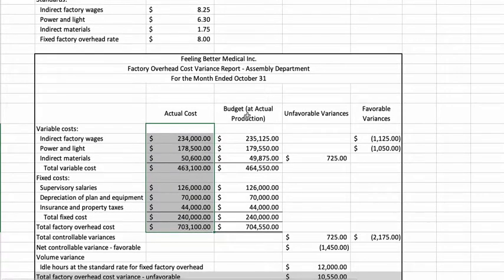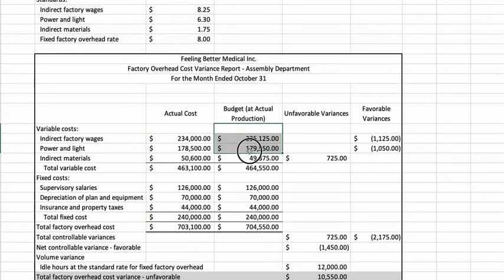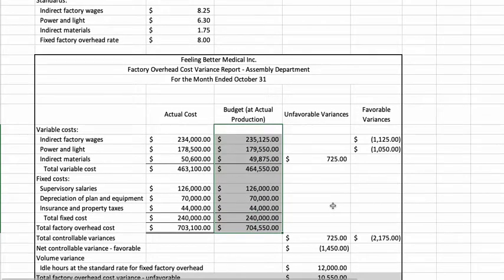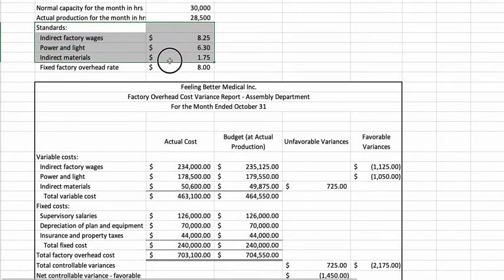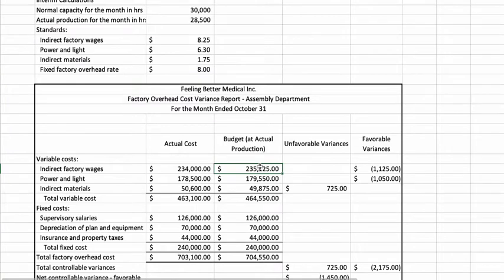All right, but this is our actual cost. We need to know, what should we have budgeted if we knew in advance that we were not going to operate at 100% capacity? How do I perform those calculations? Well, remember, I did some interim calculations up here to establish my standards. So now I'm simply going to take the fact that my indirect factory wages should have been $8.25 per hour. I'm going to multiply that by the actual hours that we were in production, and that gives me $235,125.